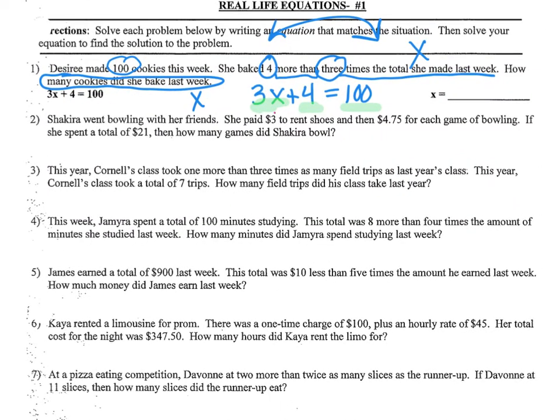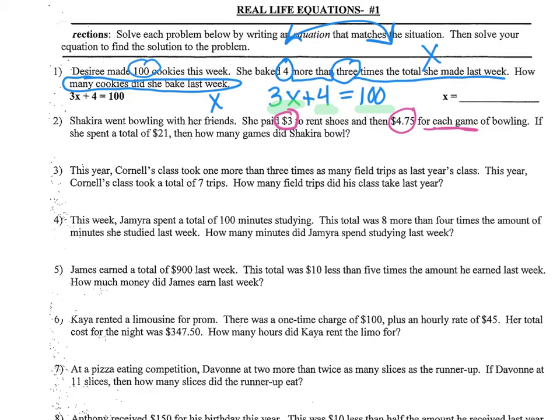Number 2, Shakira went bowling with her friends. She paid $3 to rent shoes and then $4.75 for each game of bowling. If she spent a total of $21, then how many games did Shakira bowl? So the games, that's my variable, because that's what it's asking me. That's what I don't know. How many games did she bowl? No clue. I'm gonna have to figure it out.